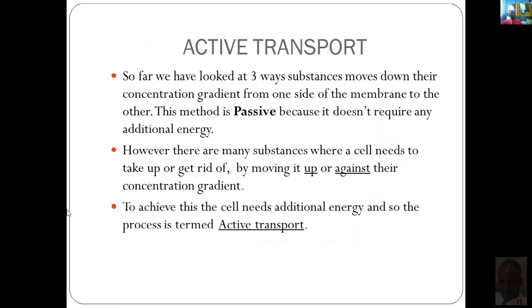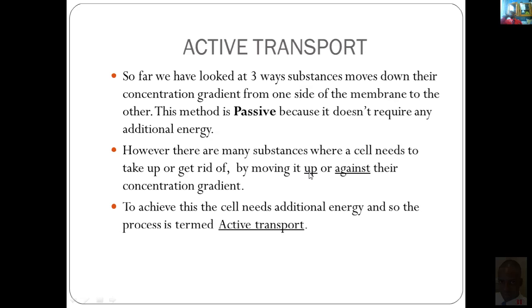Moving to active transport now. So far we have looked at 3 ways in which substances move down their concentration gradient from one side of the membrane to the other. And this method, we say it's passive because it doesn't require any extra energy. However, there are other ways and there are other substances that the cell needs to take in and to get rid of by moving them up or against their concentration gradient.